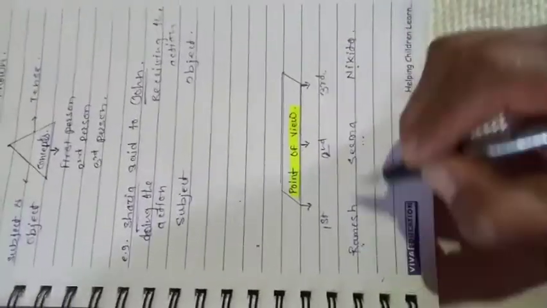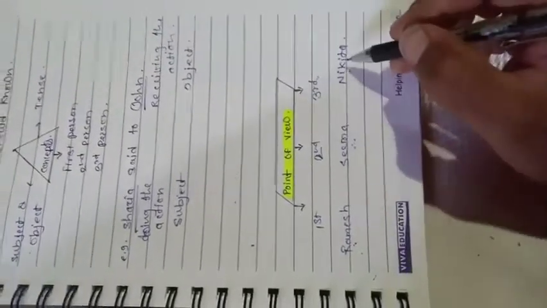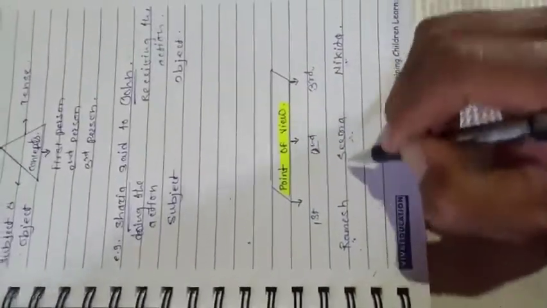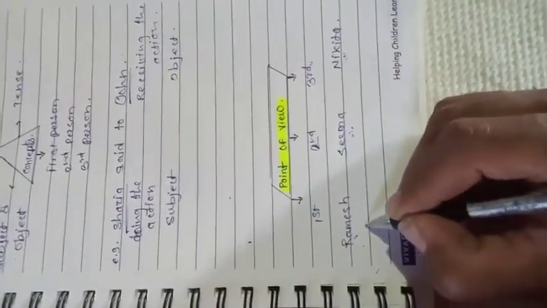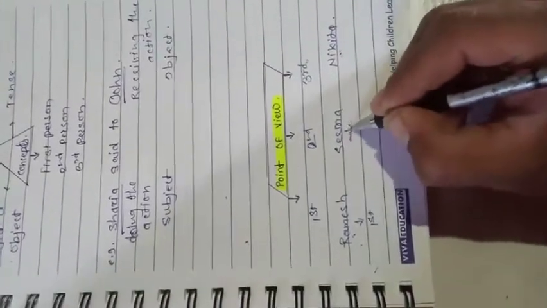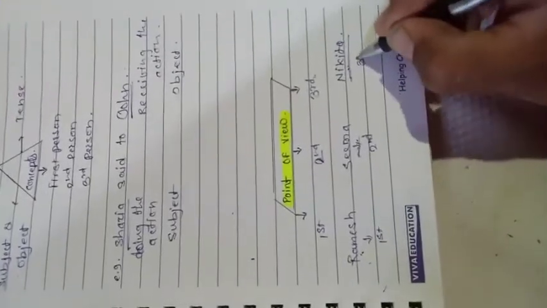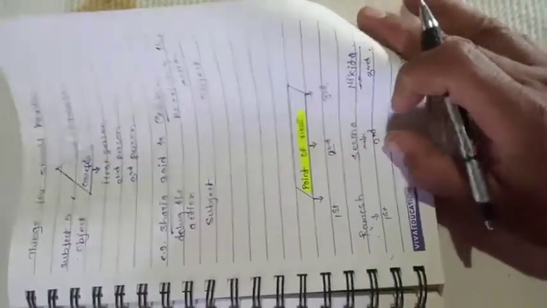Right? While Ramesh is speaking with Seema, Ramesh is telling something to Seema about Nikita. Nikita is not present at that position wherever they are speaking. So at this step, Ramesh will be called the first person. Seema is receiving, so she will be called the second person. And Nikita is not present there, so she will be called the third person. Hope you have understood what is first person, second person, and third person.